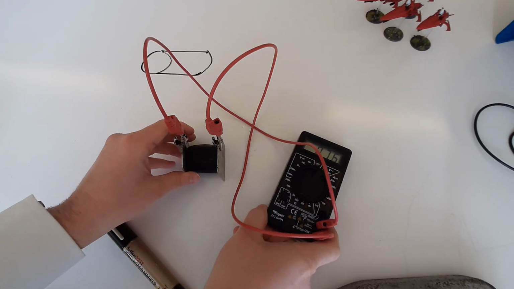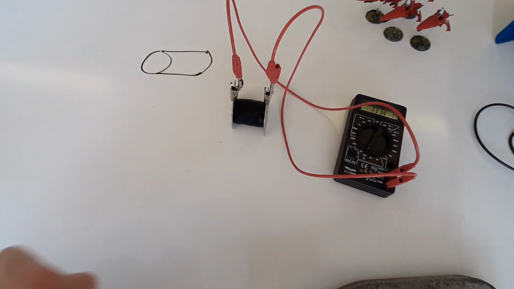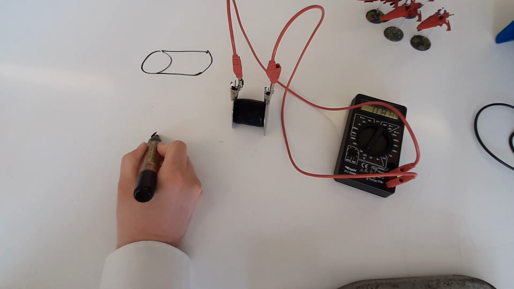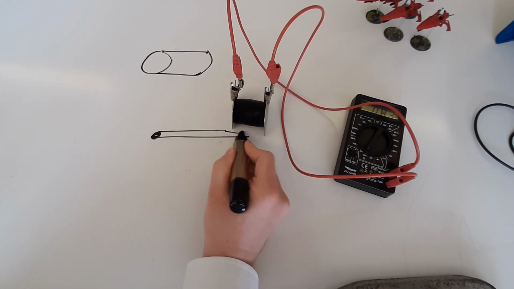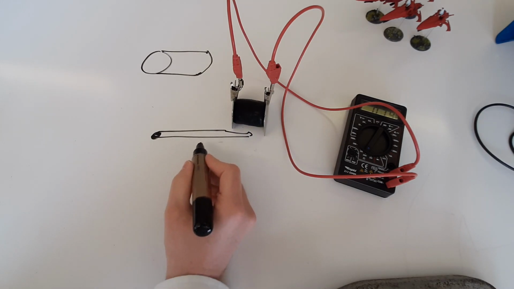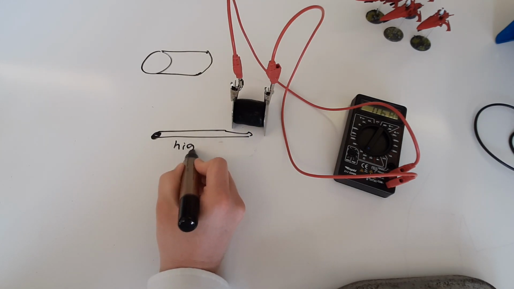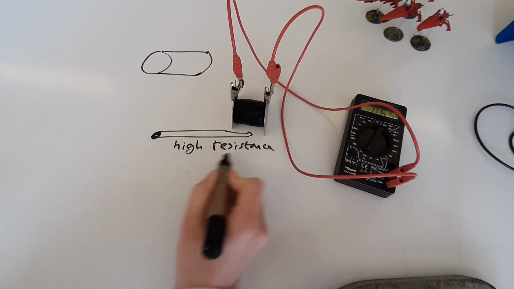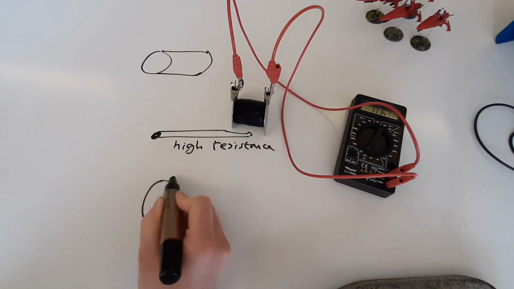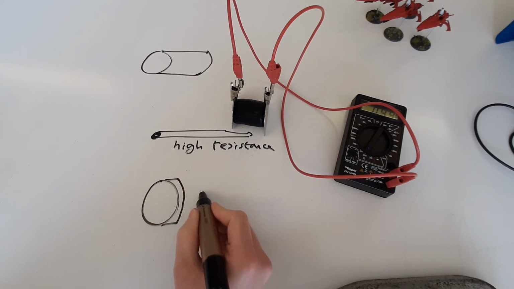So if you want to increase your resistance, you need something which is very thin and very, very long, okay? That's high resistance. If you want something low resistance, you want something short and fat.